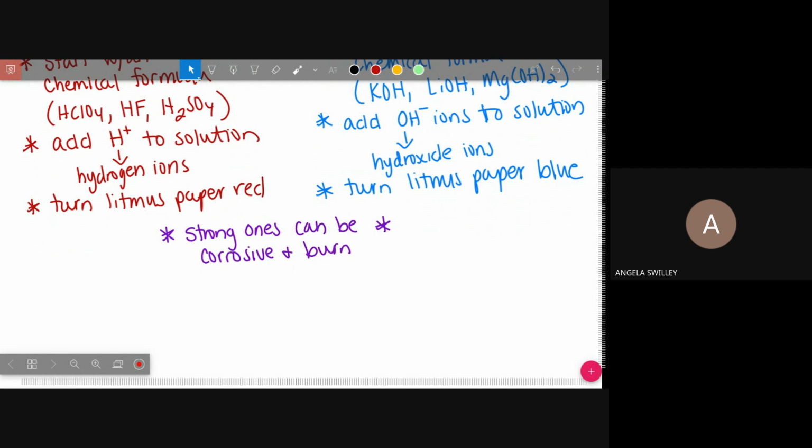So acids and strong bases can do the same thing, because a really strong base, an example of one is bleach, right? Bleach can burn you. You can't get it in your eyes. It will burn your eyes. And so strong bases can do the same thing as strong acids. That is true. That's why we dilute it. And so also strong ones, we've already talked about this, but they can conduct electricity.